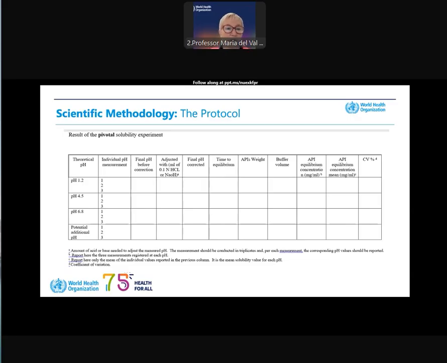And then the final tables showing the results of the pivotal experiments. The same thing, the 3 pHs, any potential additional pH that may be required, the 3 replicates, the final and initial pH values. In that case, we also indicate how much API we weighed for the experiment and the buffer volume that we are using, and the 3 replicate results, the average, and the coefficient of variation.